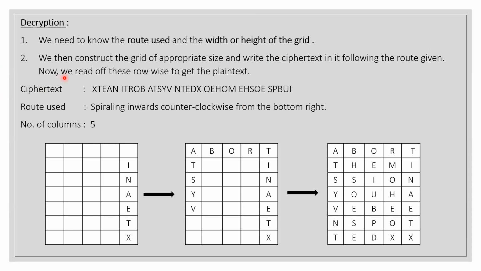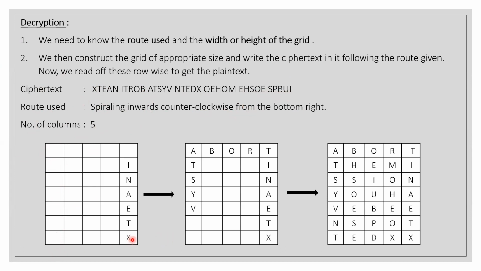So here the cipher text was this thing, and the route used was spiraling inwards counterclockwise from the bottom right. The number of columns was 5. So again, to get the number of rows, we'll just divide the length of the cipher text by 5. So there were 7 rows.